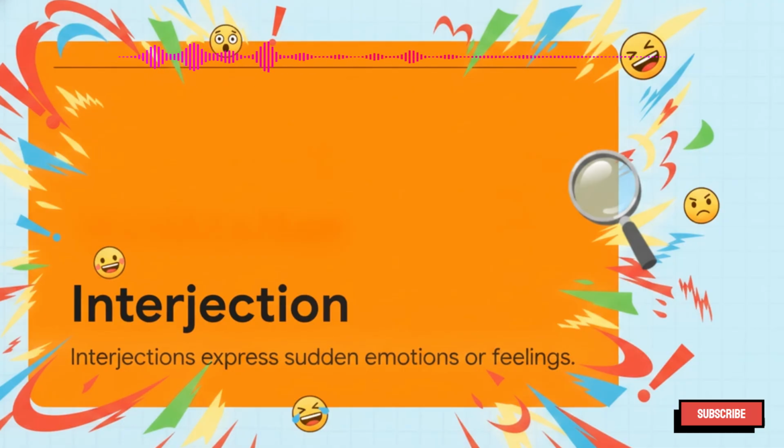Interjections express sudden emotions or feelings. And the fun part is they don't necessarily follow strict grammatical rules like the other parts of speech we've been discussing. Instead, they just completely stand out. They are this amazing burst of raw feeling that interrupts the sentence just to tell the listener exactly how you're feeling in that exact split second.